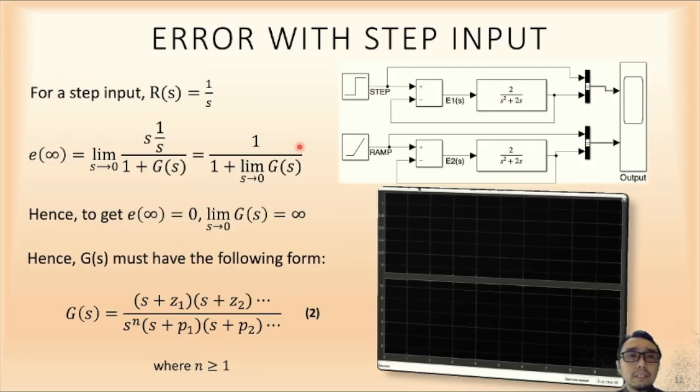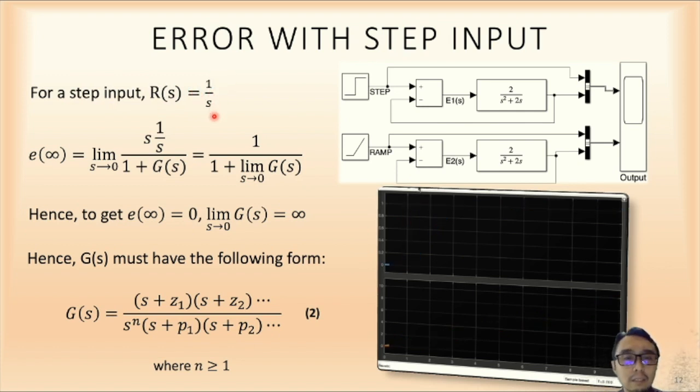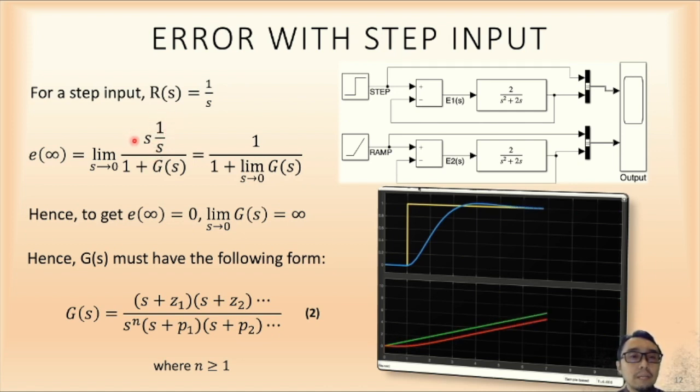For example, in this case, we will look at the case when the input is a step input. For a step input, you can apply Laplace transform to obtain R(s) equals 1 over s. If you substitute 1 over s back into the equation before, and you apply the final value theorem, then you will see that in order to get e at infinity, or the steady state error, equals 0, then this expression must be infinity.